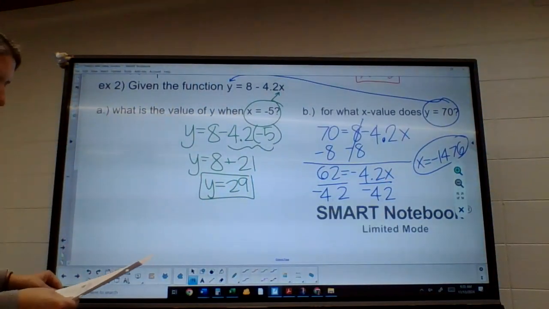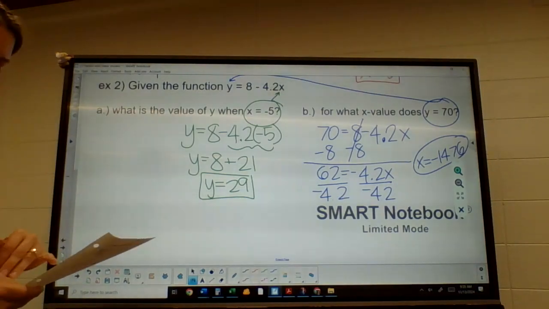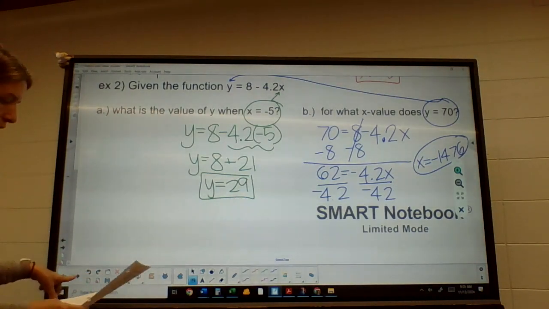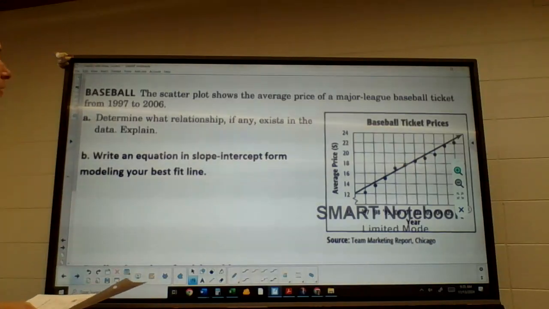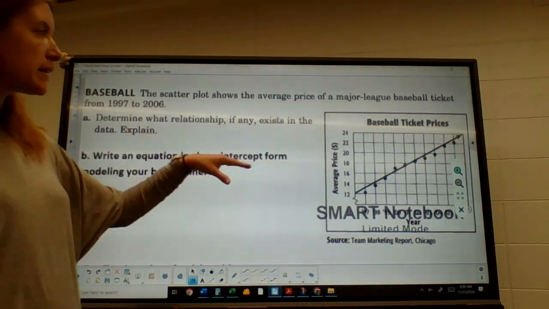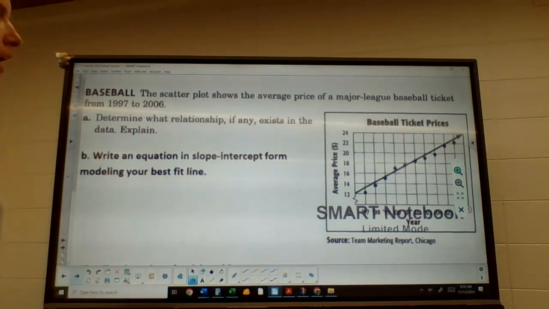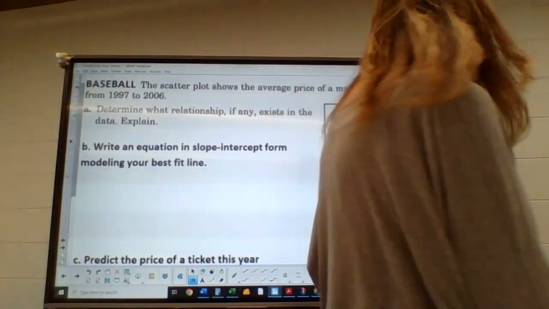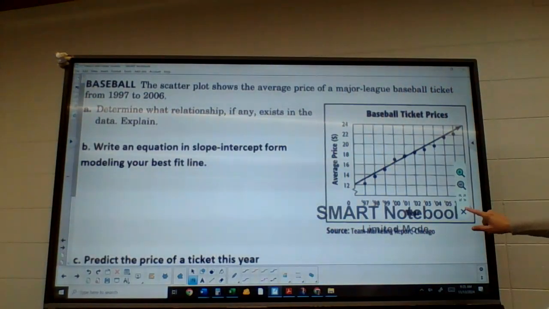So we'll flip this over, and we're going to do a couple of problems here in terms of making some predictions. So this is baseball ticket prices for Major League Baseball from '97 to 2006. So this data is pretty old. So if you can kind of try to ignore that part of it.